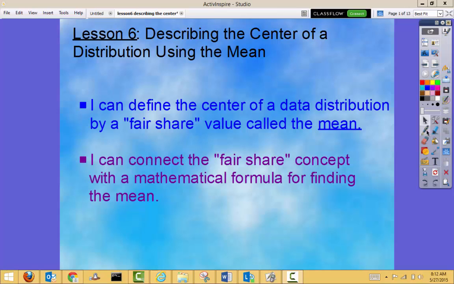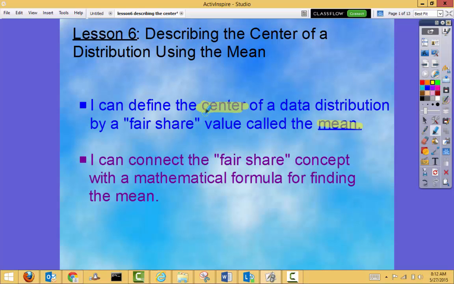All right, let's move on to lesson 6 of our statistics unit, entitled Describing the Center of a Distribution Using the Mean. Our I can statement is I can define the center of a data distribution by a fair share value called the mean. So look at this. This mean is what? It's a type of center that we're going to use to describe our data distribution.